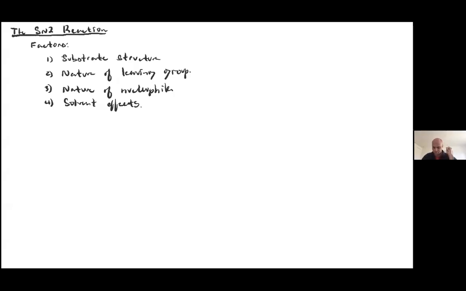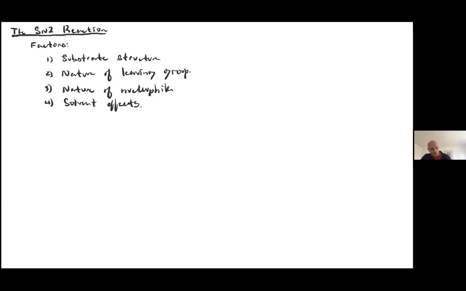All right, so we're going to continue our discussion of SN2 reactions today. In the last lecture, we identified 4 things that we need to think about when we're evaluating the feasibility or facility of an SN2 reaction: substrate structure, nature of the leaving group, nature of the nucleophile, and solvent effects, okay?